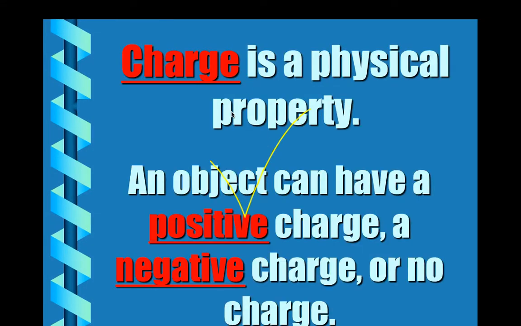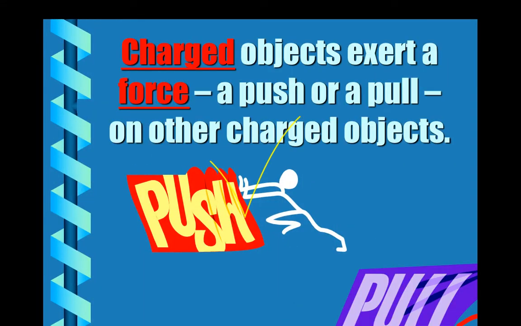Charge is a physical property. We talked about this a long time ago when we talked about physical and chemical properties, the difference between the two. An object can have a positive charge, a negative charge, or no charge at all. So charged objects exert a force on something. We've talked about forces, as we talked about Newton and all that good stuff. A push or a pull on another charged object.